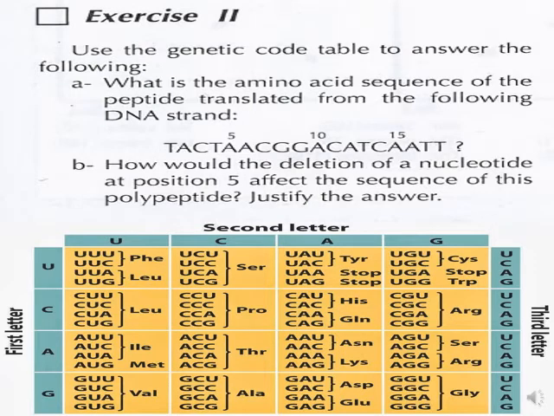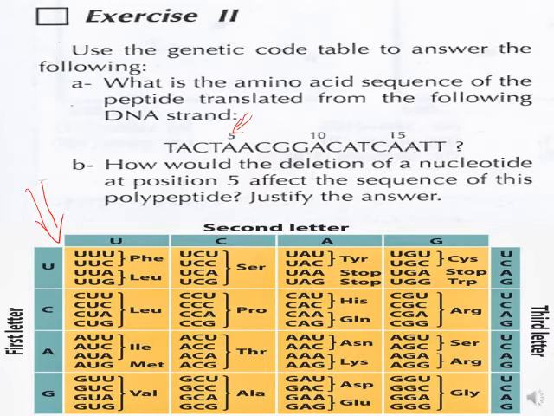Exercise 2. Use the genetic code table to answer the following. You have to use this genetic code table in order to answer. Part A: what is the amino acid sequence of the peptide translated from the following DNA strand? Part B: how would the deletion of a nucleotide at position number 5 affect the sequence of this polypeptide? Justify your answer.